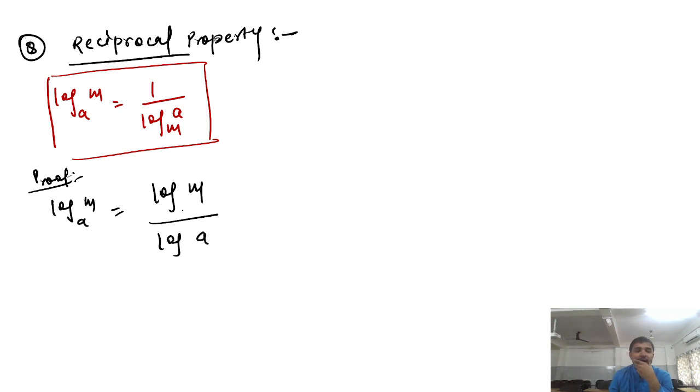Now what I'm doing is writing the base as m. Now tell me, what is log m base m? That is 1, by log of a base m. That is what we are getting, and it is written over there. We call it the reciprocal property. If base and argument are interchanged, it will reciprocate the logarithm. Clear? This is another property. Next.